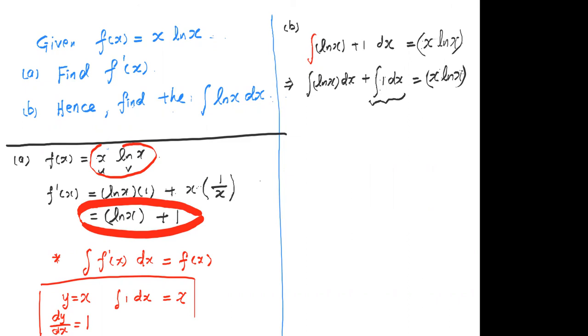So now I know that the result of this one I don't know yet, but I know the result of this, that is x. Okay, so therefore, I just operate it.